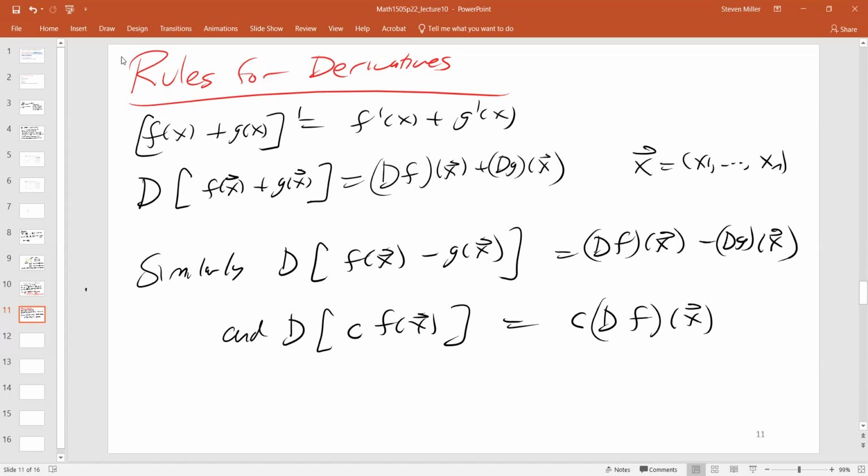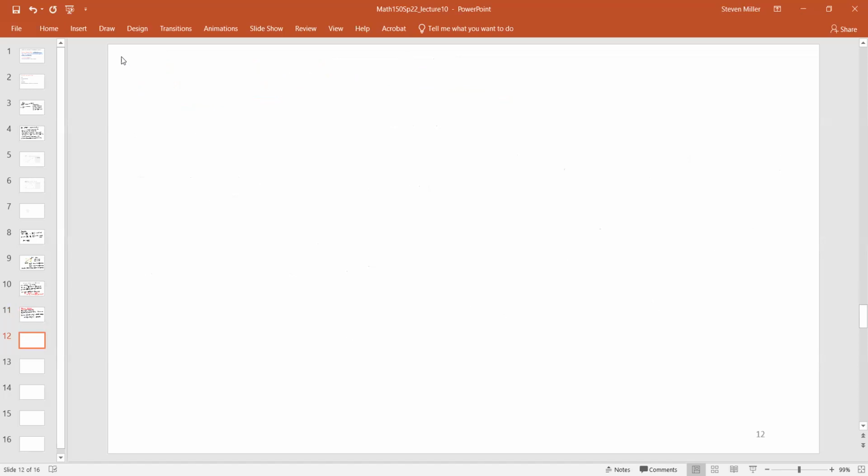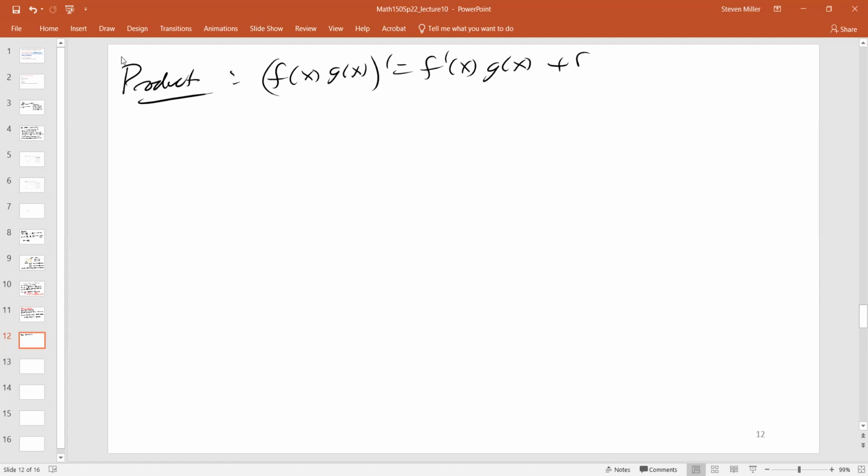What is the first complicated rule of derivative that I'm going to discuss? Product. So if I give you f of x times g of x, its derivative is f prime of x times g of x plus f of x g prime of x. What do you think the derivative of f of x g of x should be?